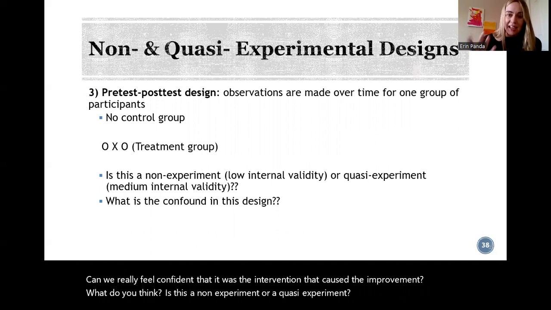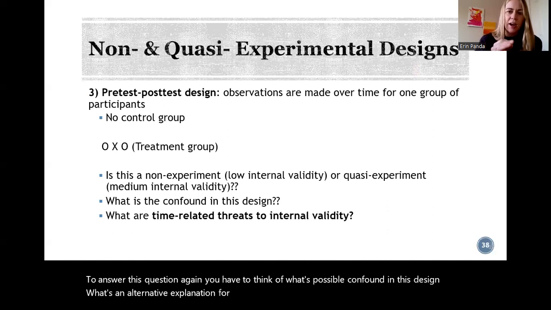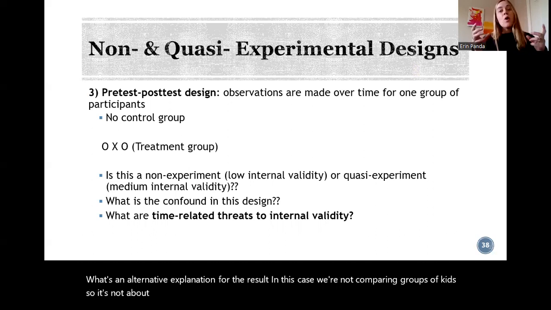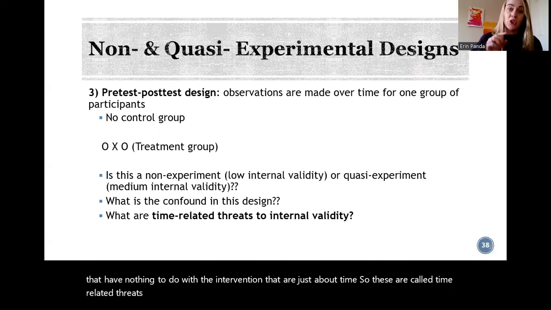Well, to answer this question, again, you have to think of what's a possible confound in this design? What's an alternative explanation for the result? In this case, we're not comparing groups of kids, so it's not about differences between kids, but it's about ways that the kids could differ over time that have nothing to do with the intervention, that are just about time. So these are called time-related threats to internal validity. We're going to be learning a lot more about them in a few weeks to come.